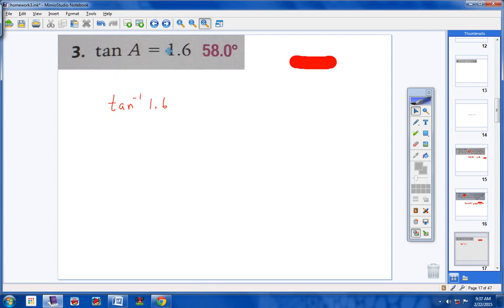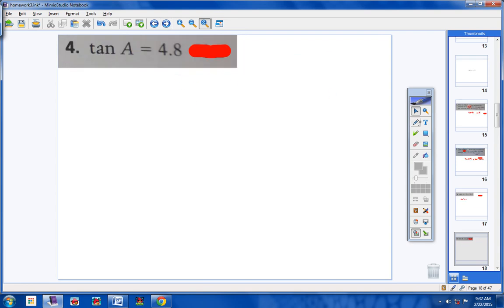Alright, okay, number 4. Notice we're missing an angle again, okay? We're missing an angle, and so we're going to hit inverse tangent, or tangent to the -1 of 4.8. Listen, students, the only time you use inverse tangent or inverse cosine or inverse sine is when you're missing the angle. You're looking for an angle.